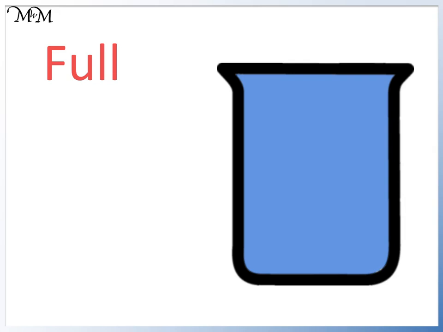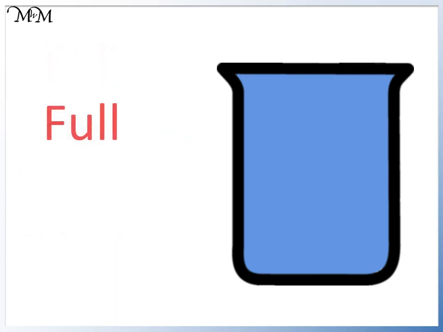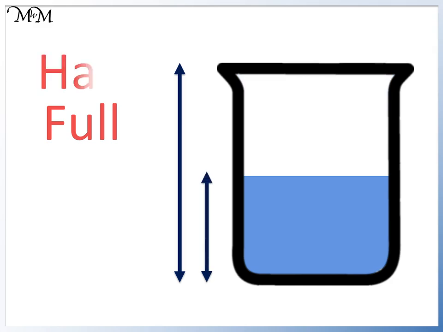Here we have a full cup, a full bucket, and a full paper bin. Since the water has risen all the way to the top, we know it is full. We can pour some water away. The water is exactly halfway up. The container is half full.